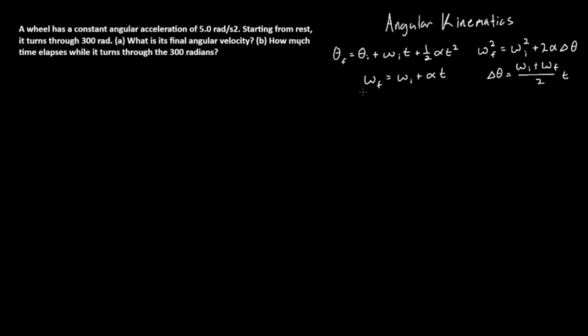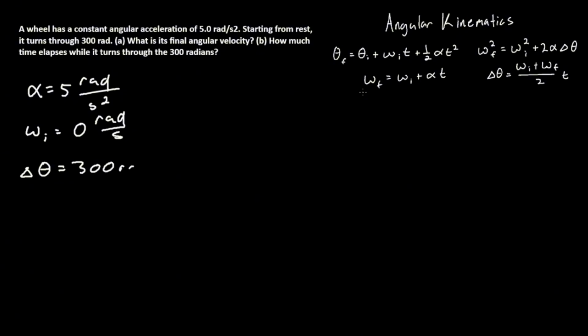Just like any kinematics problem, you need to write down everything that you know. So we know that the wheel has a constant angular acceleration of 5 radians per second squared, so alpha is equal to 5 radians per second squared. Starting from rest, the initial angular velocity is 0 radians per second. And the angular displacement is simply 300 radians. Now what we're trying to find is the angular velocity. So take a look at all the formulas and take a guess which formula we need to use to find the final angular velocity.